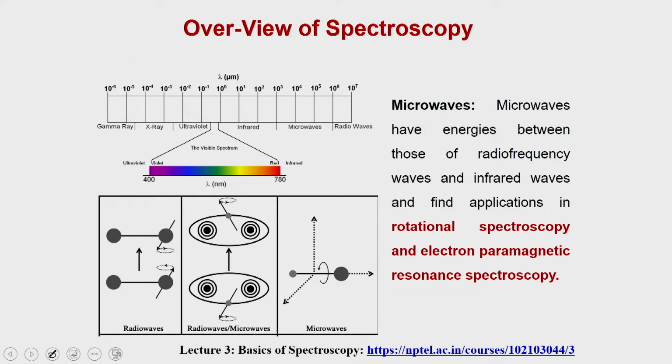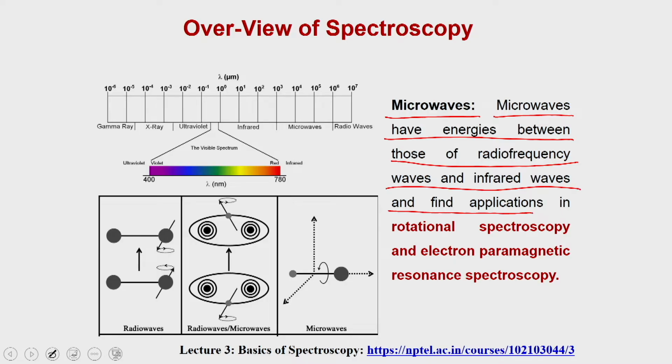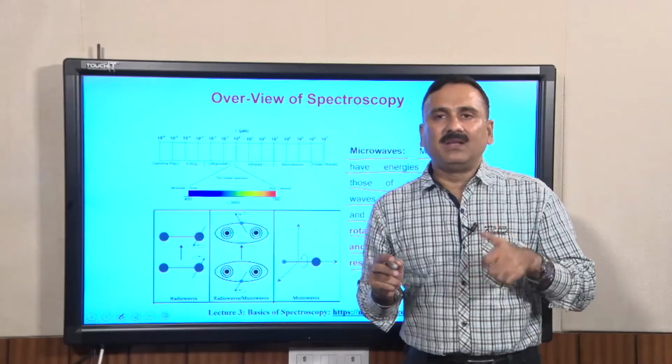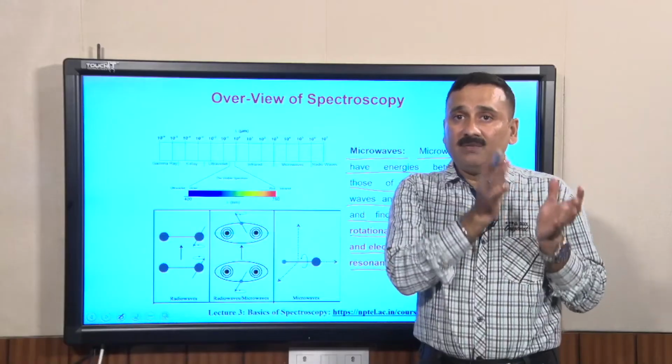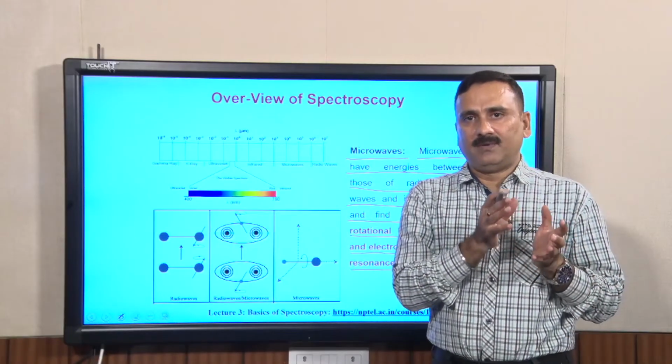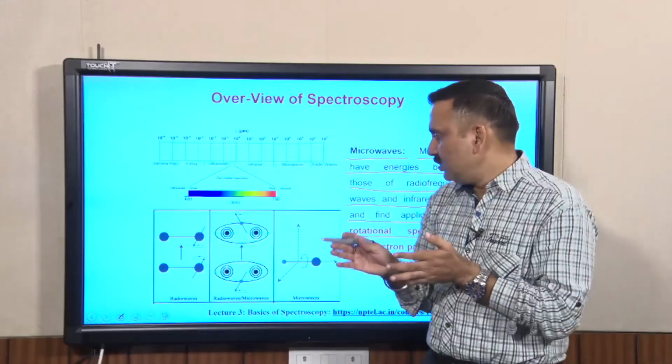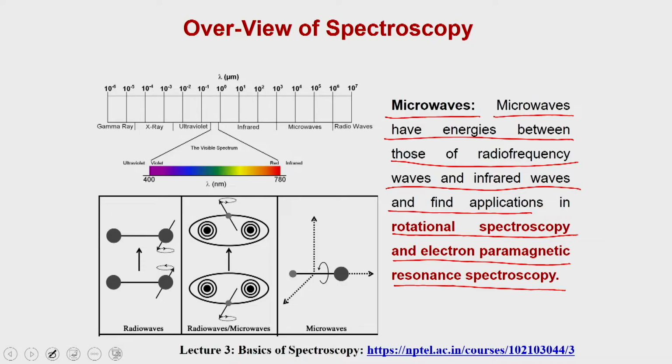Now, the second is the microwaves. The microwaves have energies between those of the radio frequency waves and the infrared frequency, and that can be used in terms of rotational spectroscopy as well as electron paramagnetic resonance spectroscopy. So, both the radio waves as well as the microwaves are very low energy radiations, and both can be used to study the rotations within the molecules.